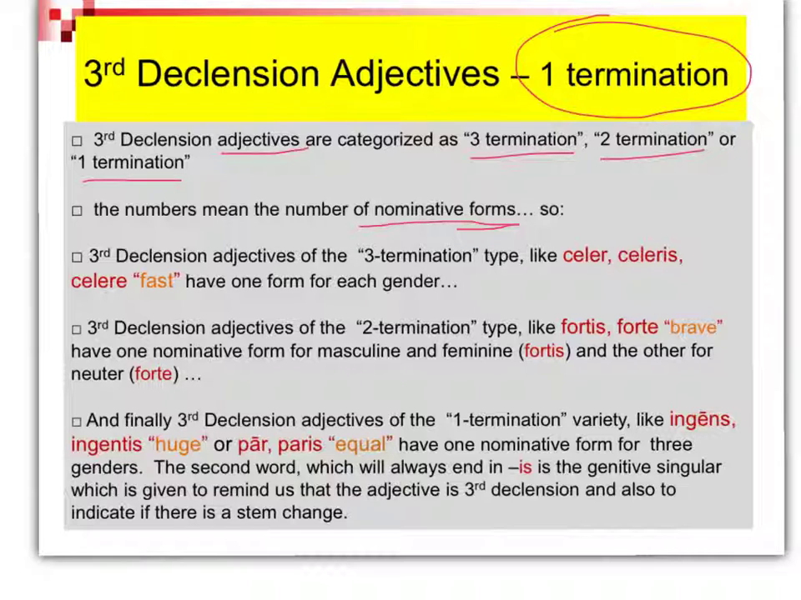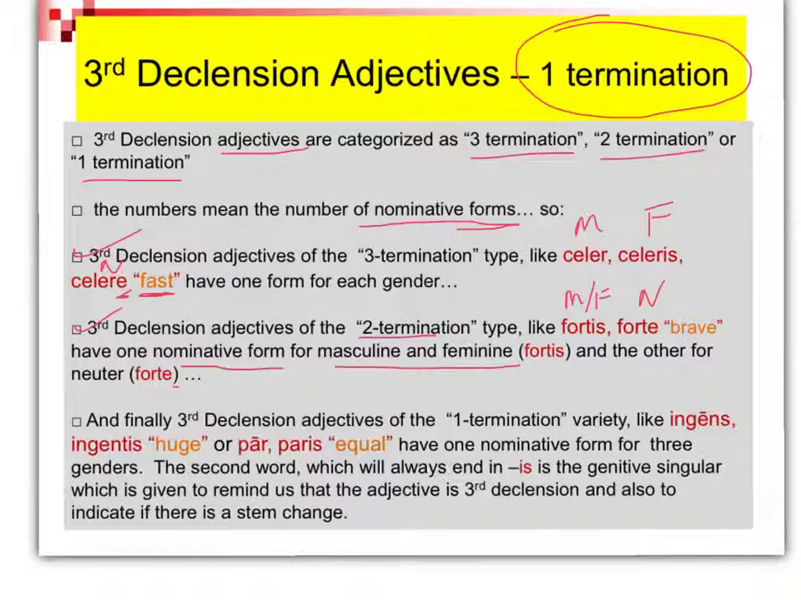So, for example, third declension adjectives of the three termination type, like celer, celeris, celere, the word for fast, have one form for each gender. Celer is masculine, celeris is feminine, and celere, of course, with the E, is neuter. Moving to third declension adjectives of two terminations, like fortis, forte, the word for brave, they have one nominative form for masculine and feminine, that's fortis, and the other, which ends in an E, for the neuter, forte. So masculine and feminine always have the same forms.